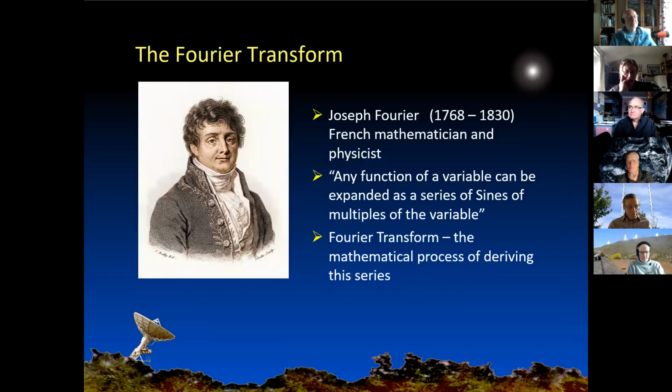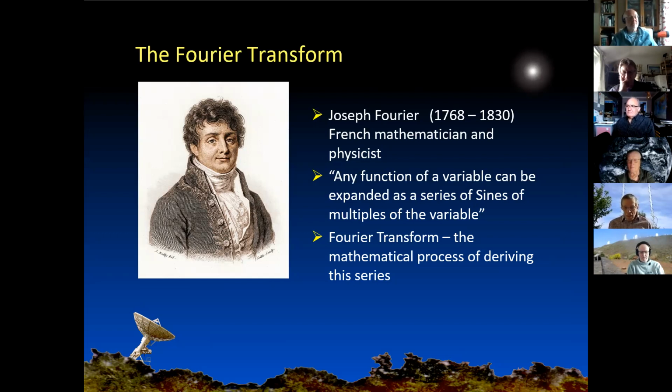The name comes from Joseph Fourier, a French mathematician and physicist. There was another French Fourier living at the same time. Anyway, he came up with the concept that any function of a variable can be expanded as a series of sine waves. So you can take a very complex signal and split it up into a series of very simple sine waves. The process of doing that is called the Fourier Transform.